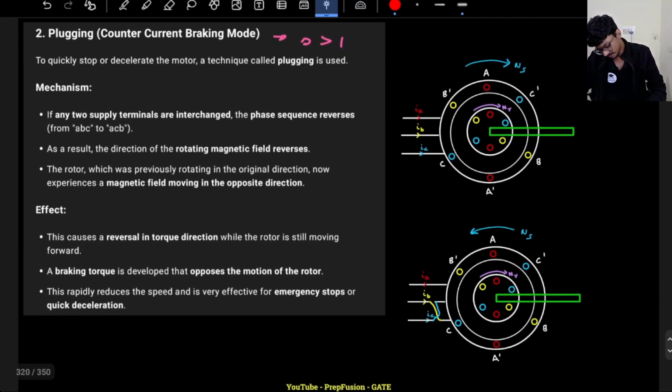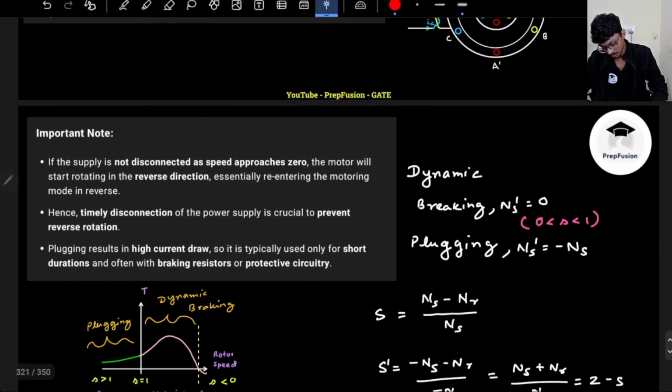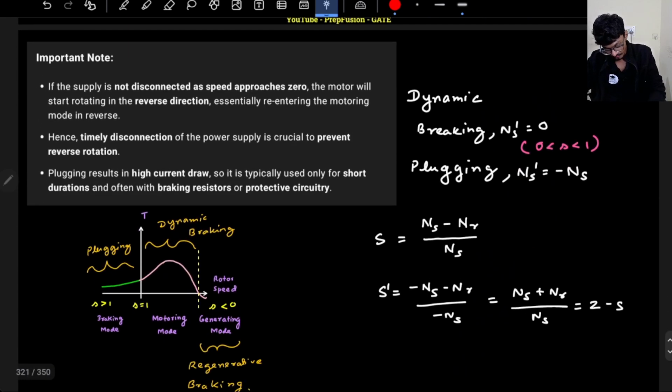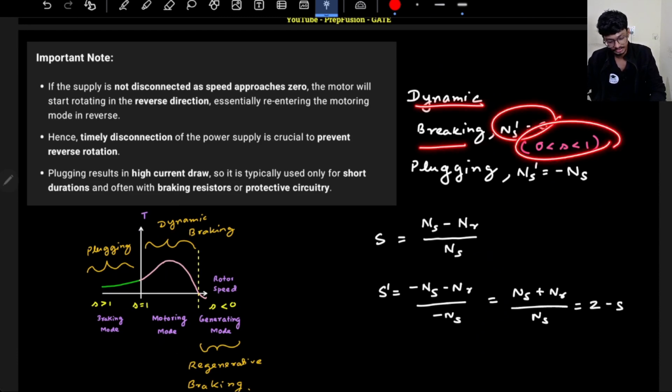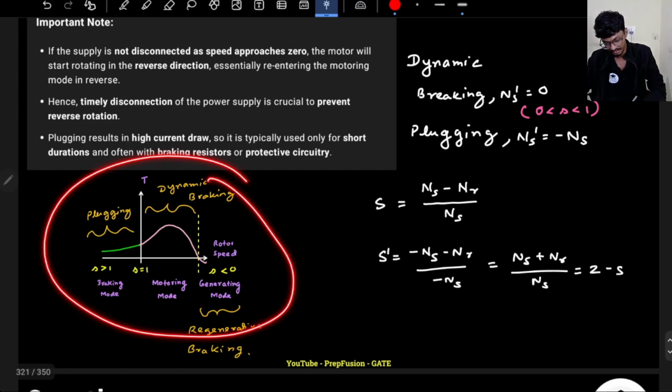So let's now solve. The same thing is written over here by changing the phase sequence and all those things. Torque direction will be reversed. One important fact, as I have already mentioned: in dynamic braking, the synchronous speed is 0 because there is no rotating magnetic field, and slip is between 0 to 1. In plugging, the synchronous speed becomes negative, minus ns. Previously it was going clockwise, now it will go anti-clockwise. So the slip will become 2 minus s. Very simple to understand, right? Here also I have written the same thing only.